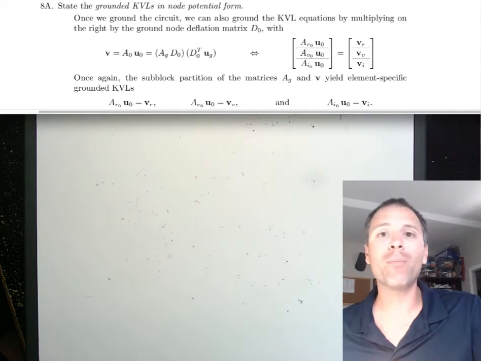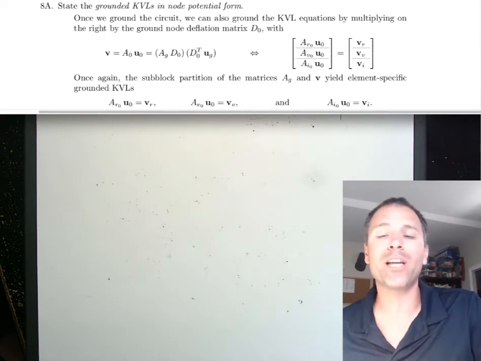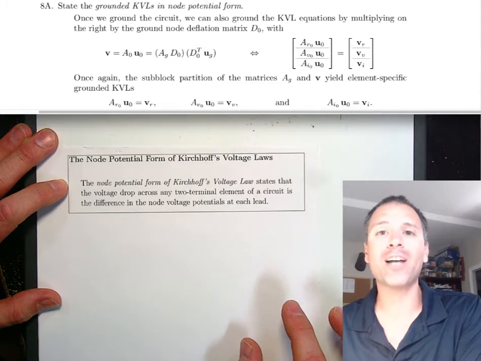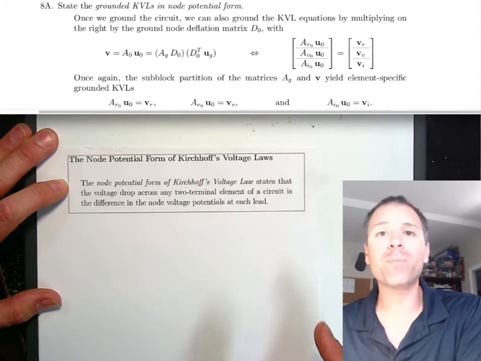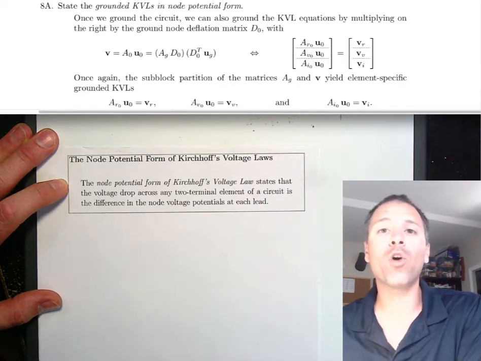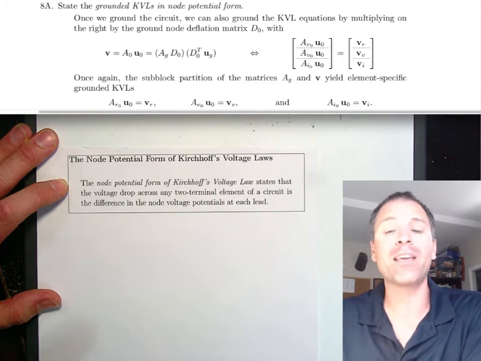Now that we've refreshed our memory, let's go ahead and look at the step-by-step guide, and we'll start with step 8a, which is the cousin to step 5a. Specifically, we're going to state the grounded KVLs in node potential form. Remember that the node potential form of KVL said that the voltage drop across any element is the difference between the node potentials on either side of that element. The grounded form is literally the exact same thing, except everywhere we see the ground node in these equations, we're going to set that node equal to 0. It disappears from the KVLs.